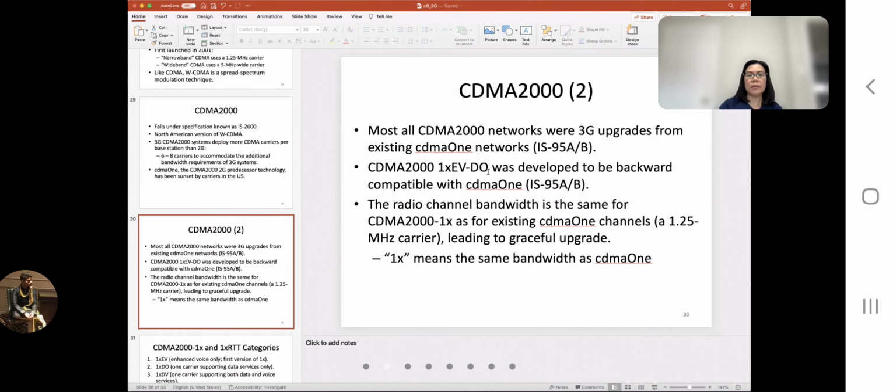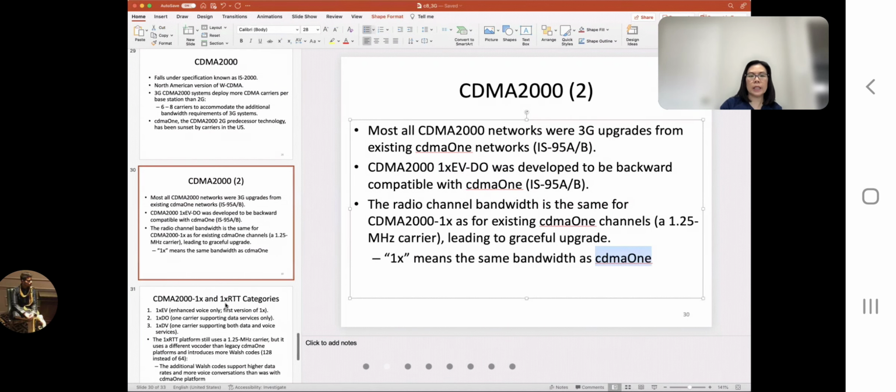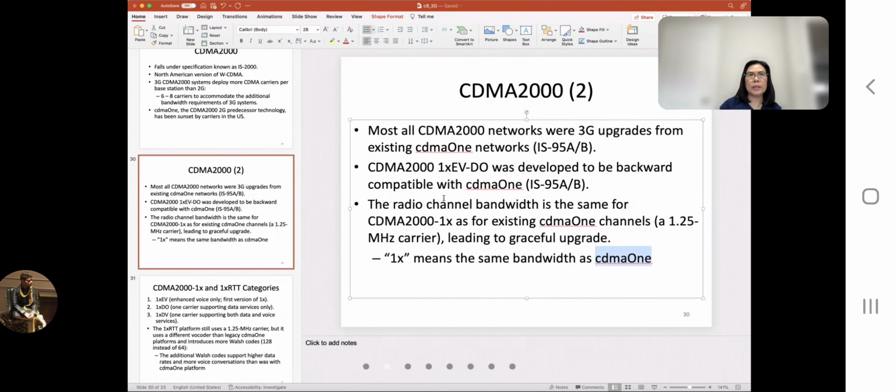And then they developed CDMA1 1X EVDO. 1X means the same bandwidth as CDMA1. 1X means one times transmission technology, basically the same bandwidth as CDMA1. EV stands for enhanced voice, and DO stands for data only.